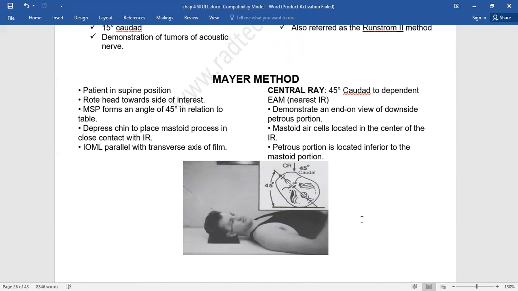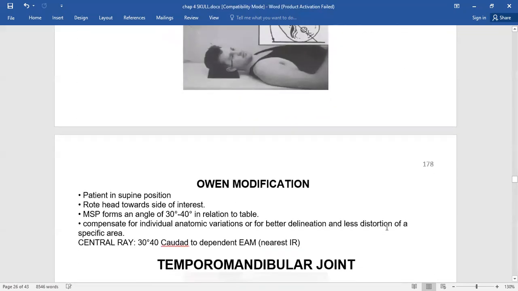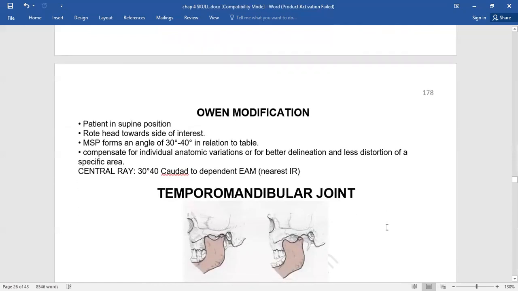This is performed on Mayer to demonstrate an end-on view of the downside petrous portion, also to demonstrate mastoid air cells located in the center of the IR, and also the petrous portion located inferior to the mastoid portion. So, sa Mayer yan. Next, sa Owen modification.